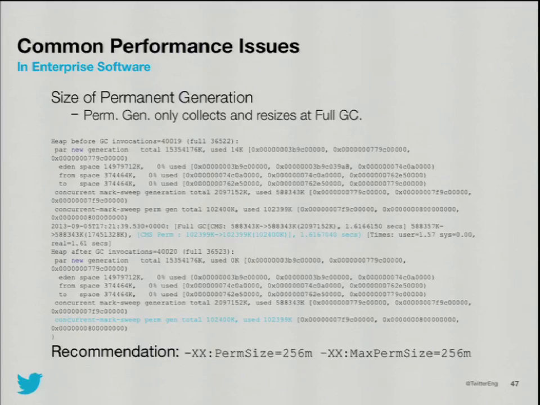I think 256 megabytes is big. The largest I've seen the perm gen need to be configured is 512 megabytes, and that was really a special case. 256 should be well beyond what you need, in my opinion. That's kind of where you want it to be. You just don't want to run into that.